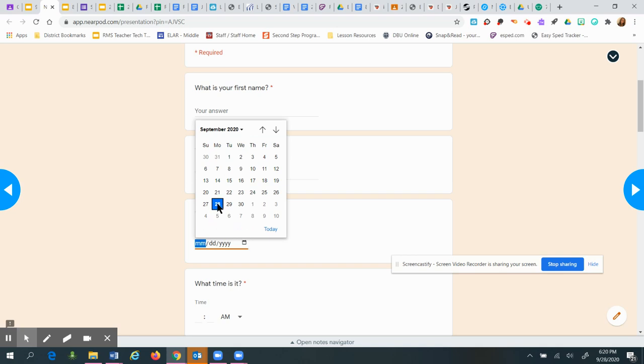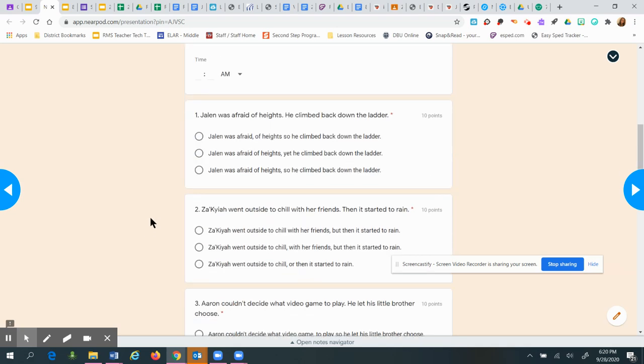Now, I'm recording this on the 28th, but yours should be highlighted the 29th, and you'll click on the 29th, and it'll automatically put it in there. And then what time is it? I can look down here and see what time it is and just put it in right there. Okay, number 1, figure out which is the best way or the correct way to add the comma with a FANBOY. Jalen was afraid of heights.